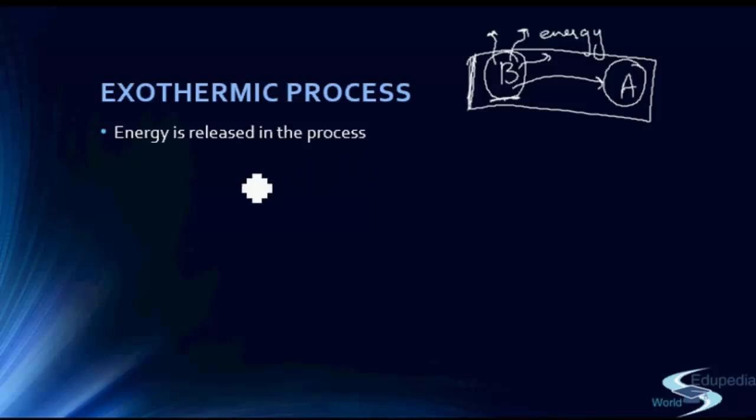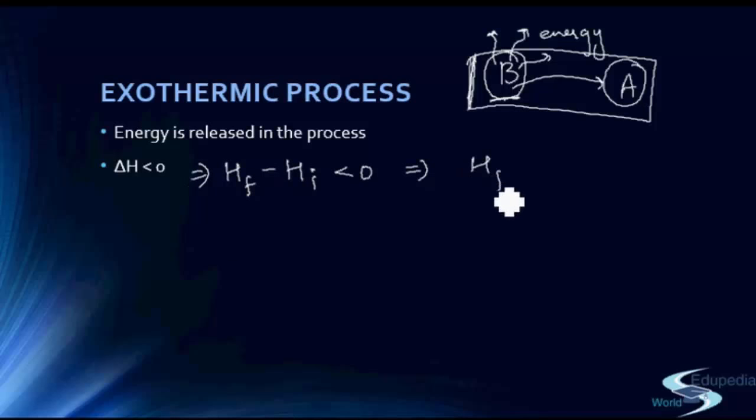For an exothermic process, it turns out that delta H is always less than 0. That is, H final minus H initial is always less than 0, which means that the final enthalpy of your system is less than the initial enthalpy of your system, which is quite expected because the energy is being released by the system, and hence it will obviously stay at a lower value of energy than it was initially present at. So that is why delta H is less than 0 for exothermic processes.